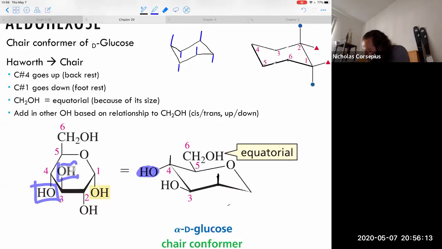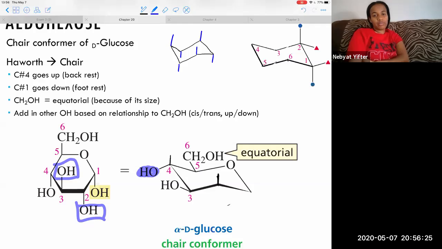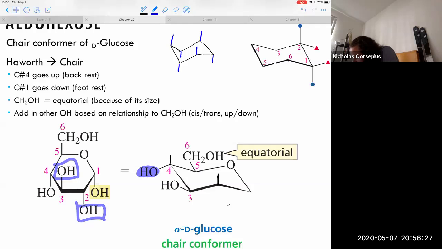So then I'm going to look at carbon 3 compared to carbon 2. Are they cis or trans? Trans. So then that means that this should also be equatorial, right? Because cis would be both of them, right? If they're two carbons next to each other, then cis means one of them's axial, one of them's equatorial.